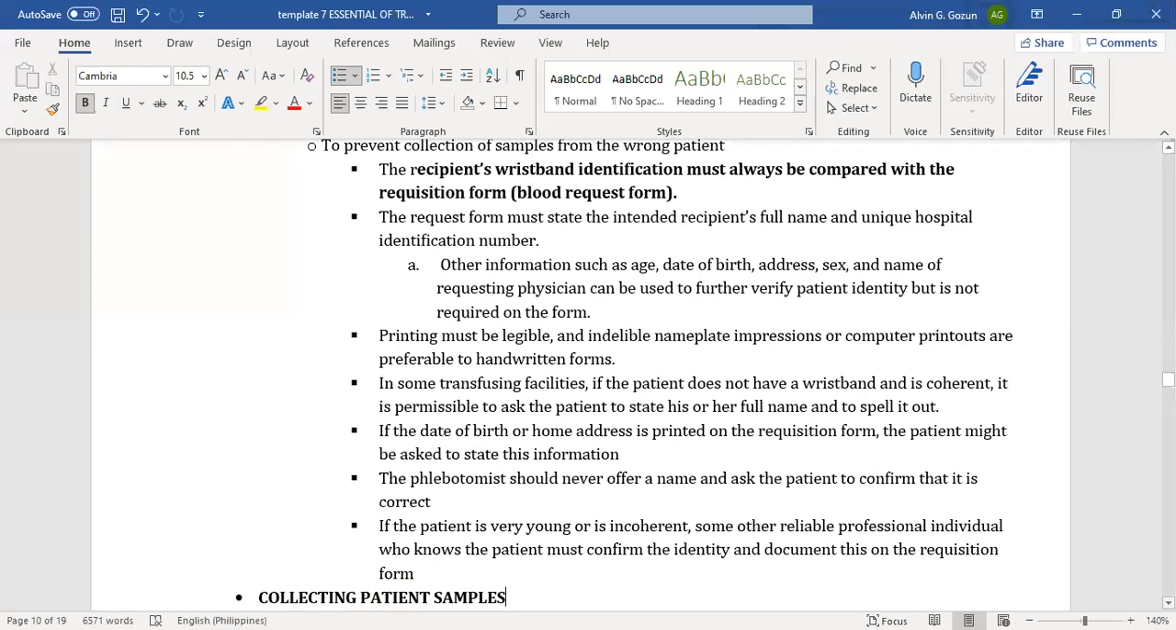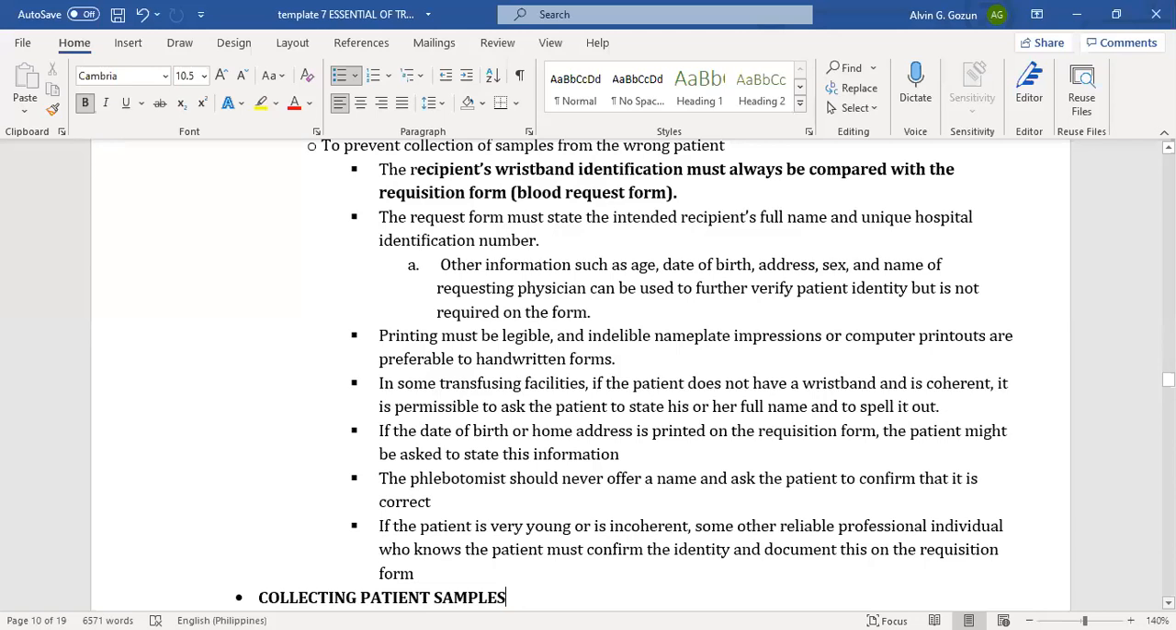So sa Philippines, walang mga wristband. Ang pinaano na lang is yung ID, identification. Yung mga tawag dito, valid IDs, okay? So the request form must state the intended recipient's full name, unique hospital identification number. Other informations, kailangan din nakalagay doon yung age, date of birth, address, sex, and name of the requesting physician.